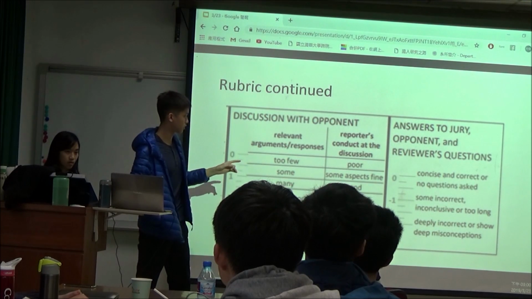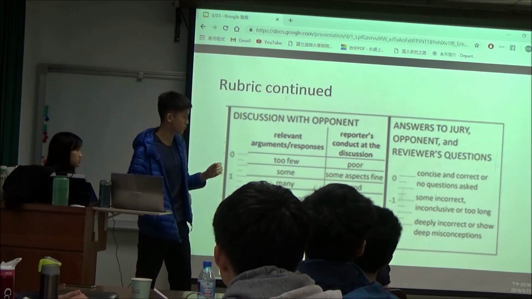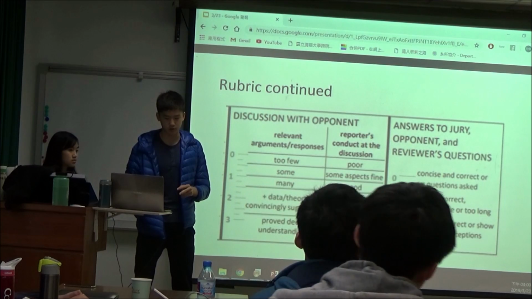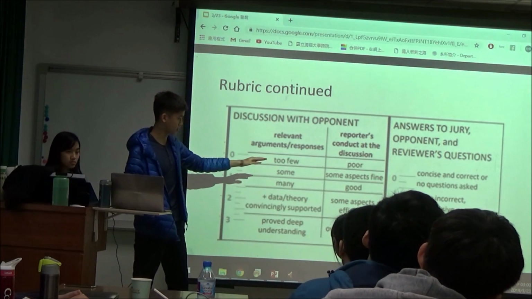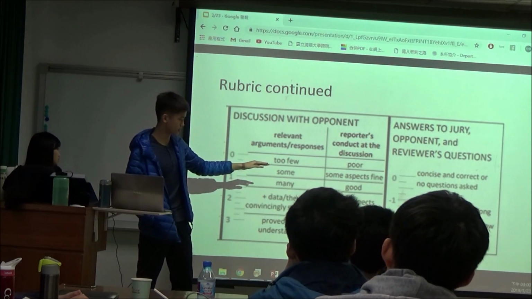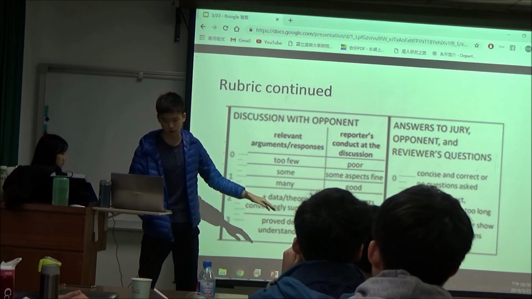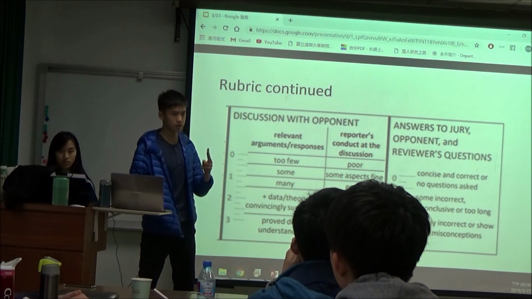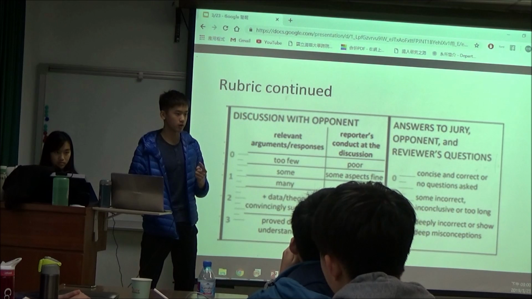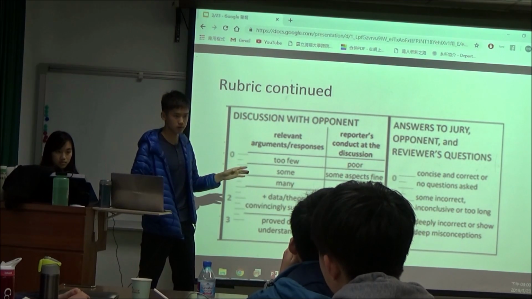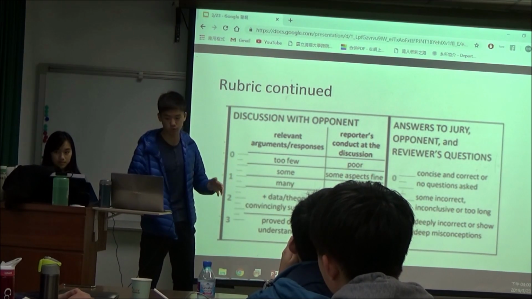And the last thing to note here is the answers to the jury, opponent, and reviewer's questions. So you notice the scale actually starts at 0. The highest you can get is 0 points, and you can actually lose points if you do stuff wrong. So what this means is two things. One, if you do super well, you're not actually going to get any extra points. So it's okay if you just do kind of average in the answer.